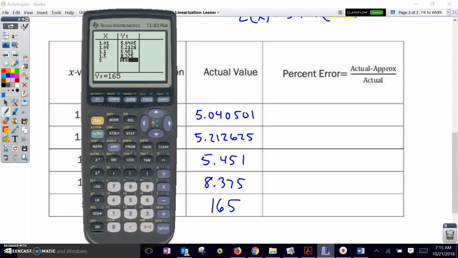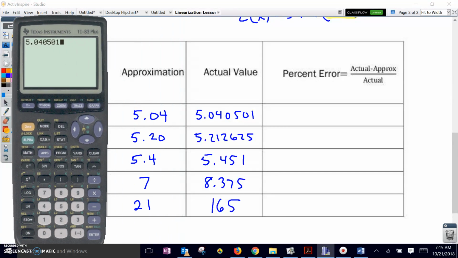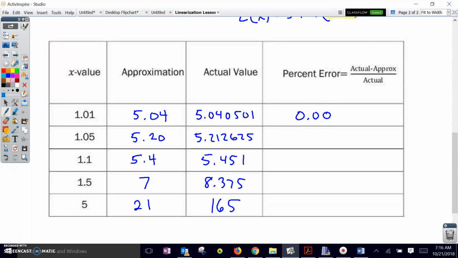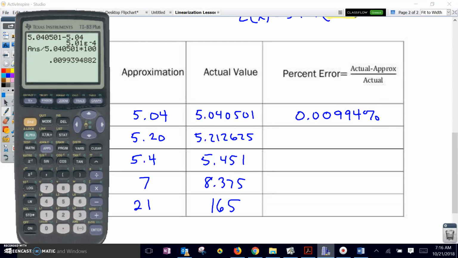And so for the first one, we've got 5.040501 minus 5.04, and we'll divide that by 5.040501 and multiply it by 100. And my percent error is 0.00994%. Very accurate, very close to the center.